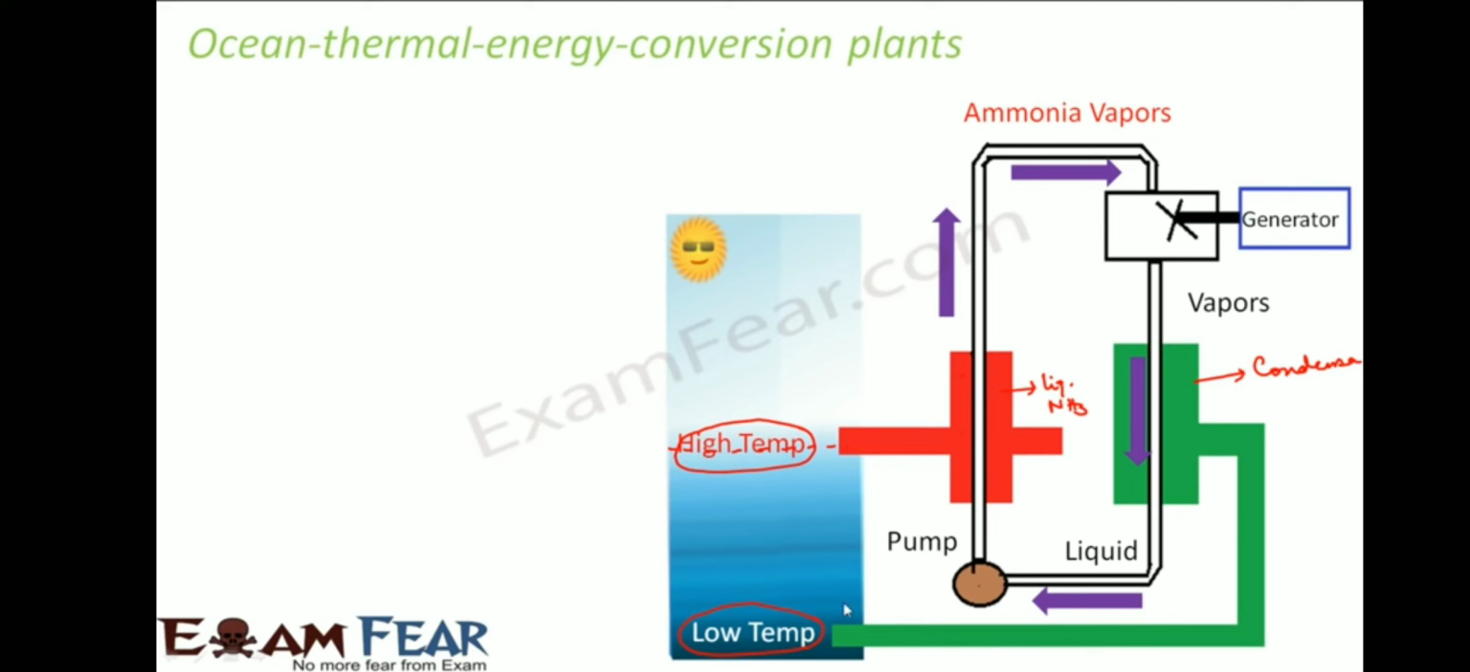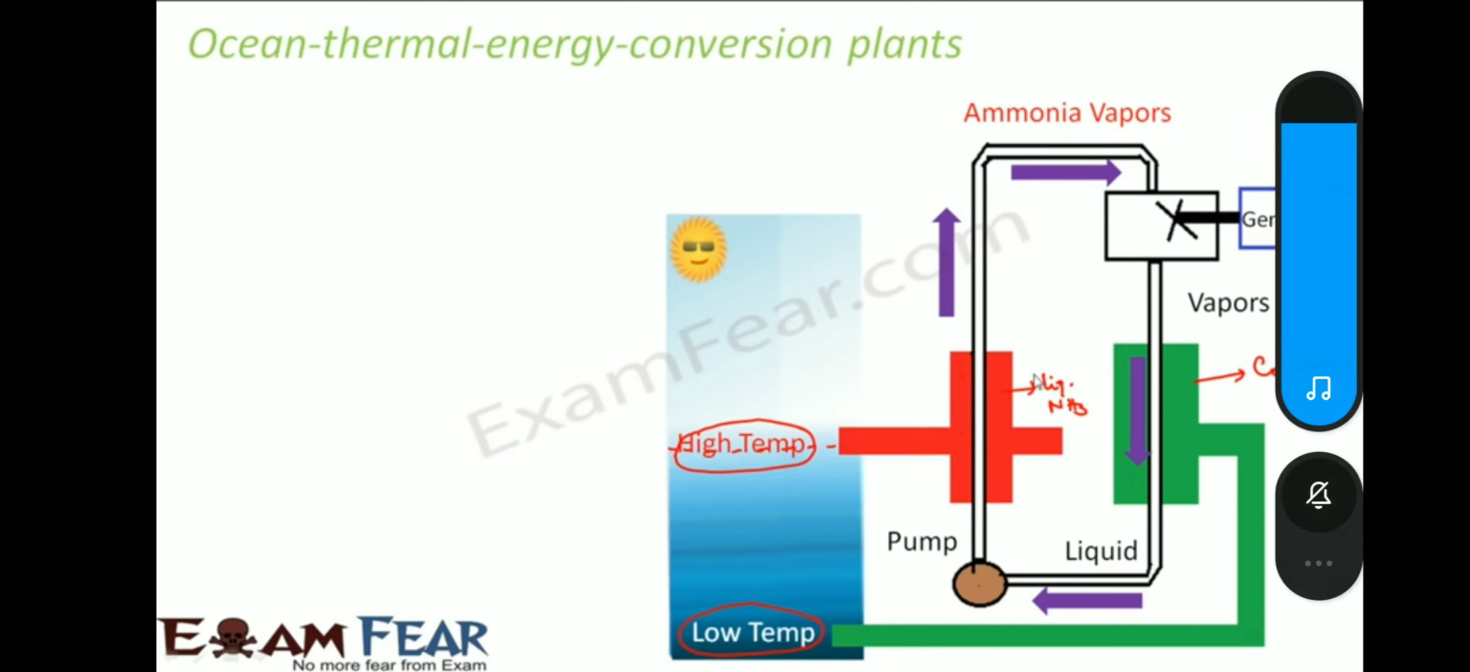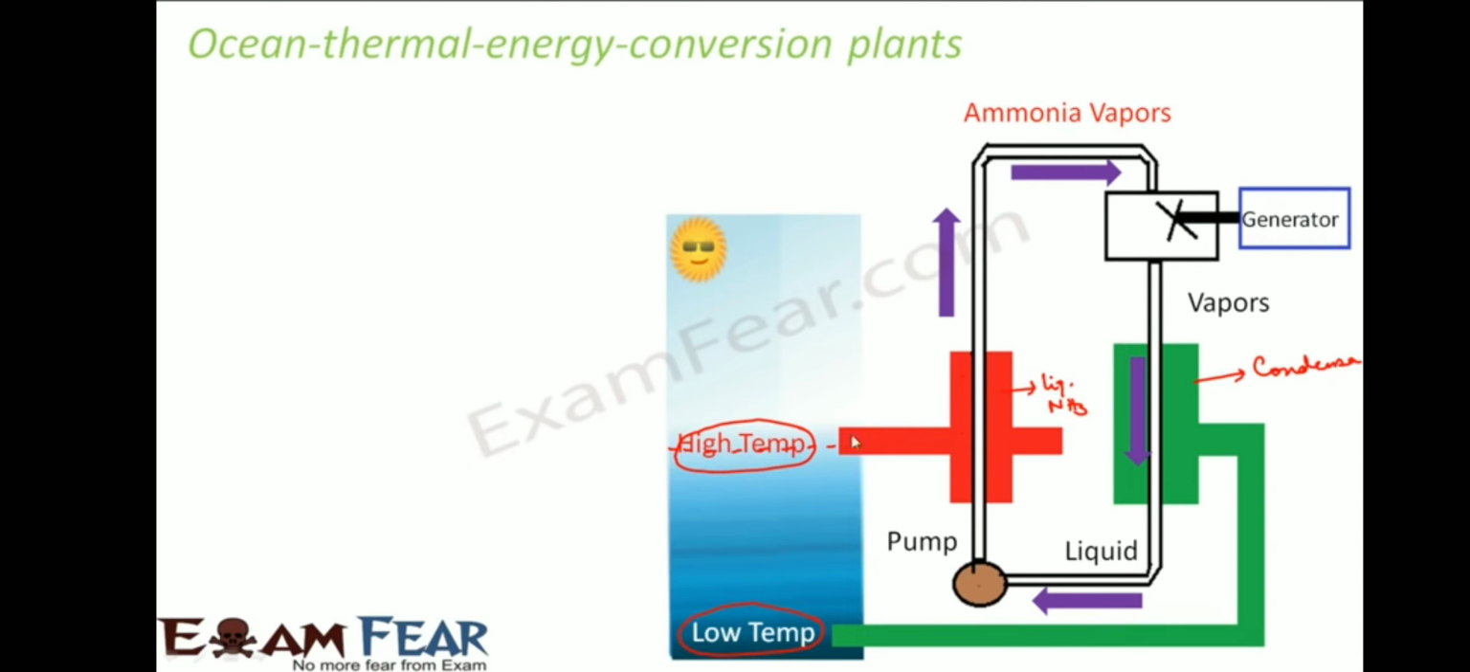So this condenser will actually contain this water which is at low temperature. The water which is deep inside is cold water, and the water which is at the surface is hot water. So the hot water is used to convert liquid ammonia to ammonia vapor, and the cold water is used to convert the ammonia vapor back into liquid ammonia, and then liquid ammonia is again pumped into this portion where again the hot water will boil it and form ammonia vapor, and this cycle will continue and you get electricity generated out of this generator. So this is how electricity generation takes place from ocean thermal energy.